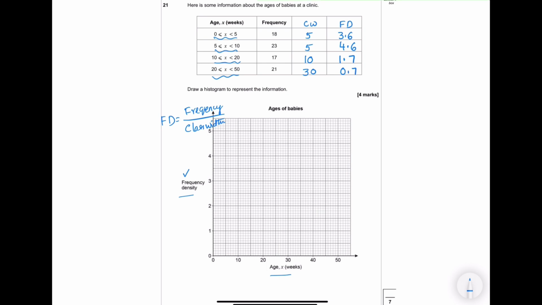Now let's draw the histogram. So you need to take the interval and then the frequency density. From 0 to 5 interval, the frequency density is 3.6. So draw the bar from 0 to 5 to 3.6. That's our first bar for the first interval.